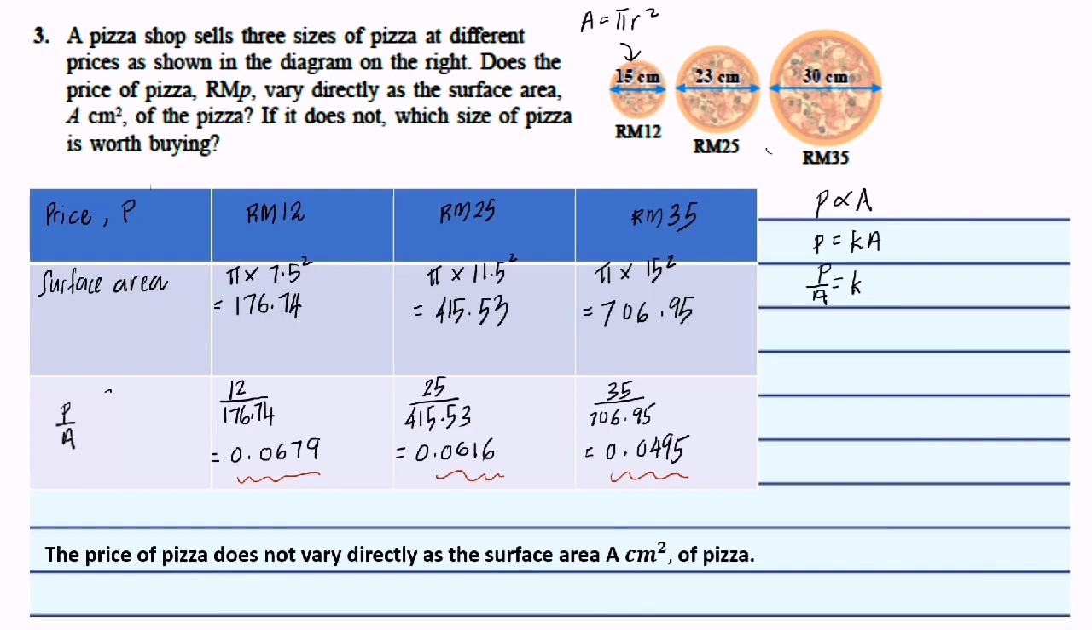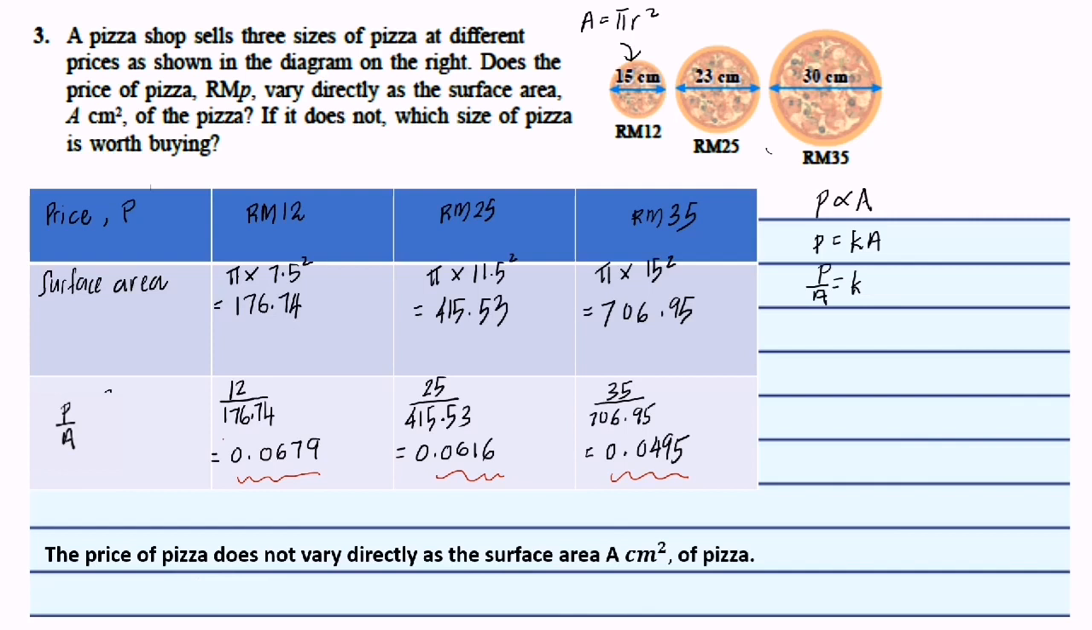Okay, so now we need to determine which size of pizza is worth buying. Okay, if we look at here, we look at the first pizza, the price is RM 0.0679 for 1 centimeter square. It means if the area is 1 centimeter square, you need to pay 0.0679.